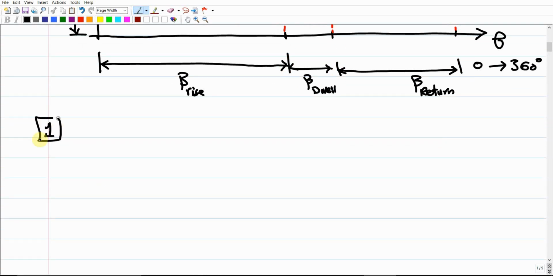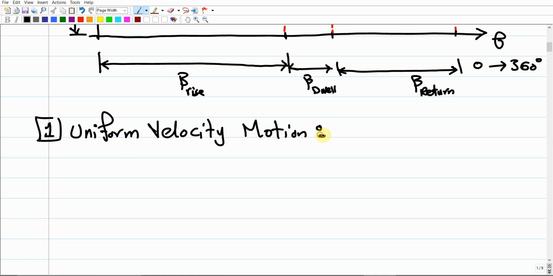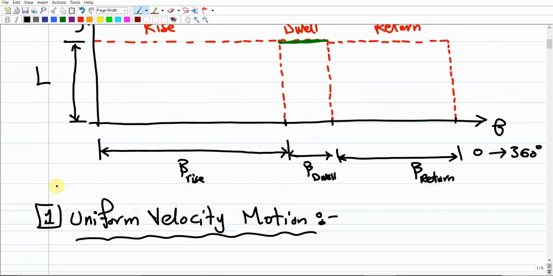So number one here, the uniform velocity motion. As we mentioned in the previous video, it means that the follower is going to rise or even return with a constant velocity. For that reason, the displacement should be a linear function, y varying as a linear function of theta, as we represented in the previous video. So how we can represent this uniform motion is going to be very simple.